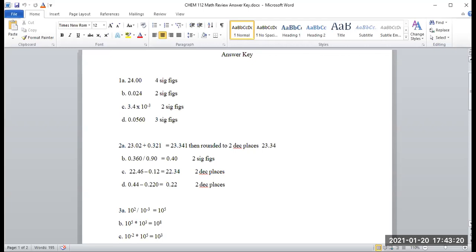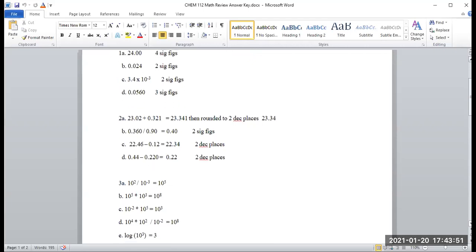3.4 times 10 to the third, we're not really paying any attention to the exponent. We're only paying attention to what comes prior to the multiplication symbol. So just the 3 and the 4, so 2 sig figs. And then the last one has a little mix of the two in that we've got a couple of leading zeros. Those don't count. But we do have one trailing zero, and that gives you a total of 3 sig figs.